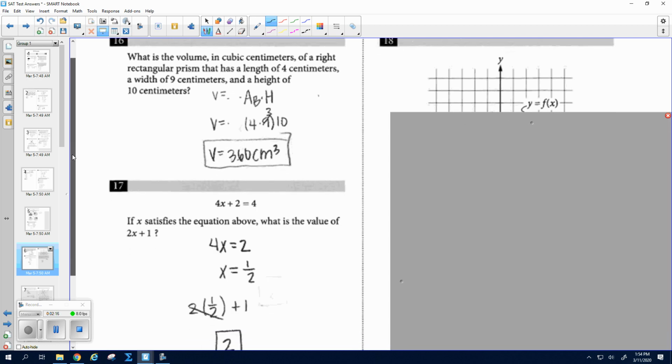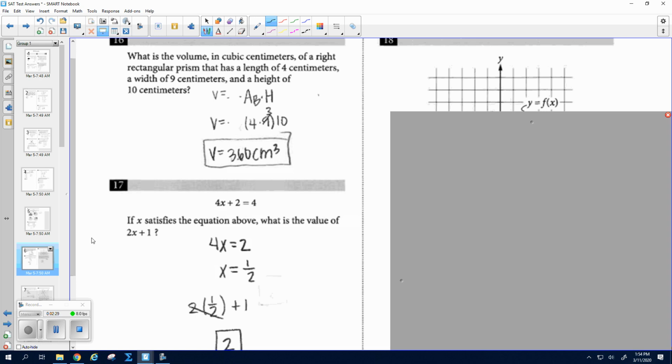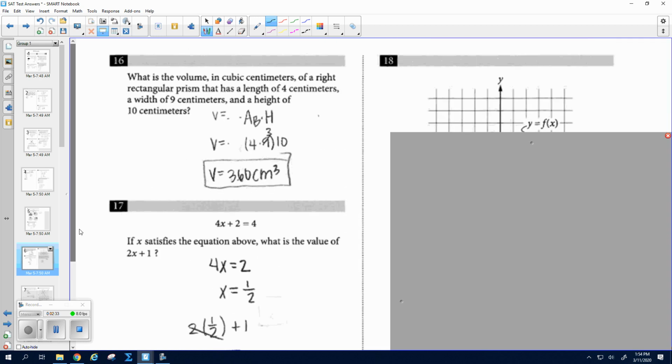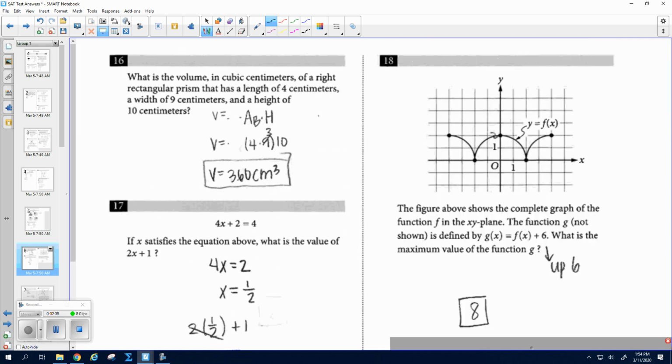Number 16. So on this part, it's not multiple choice, so you want to just write down the answer. You will bubble in your answer on these. So this first one's 360 centimeters cubed. Number 17 is 2. Number 18, you're going to move it up 6, so your answer is 8.